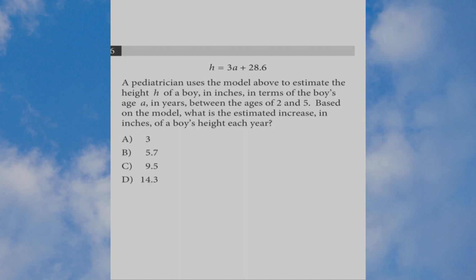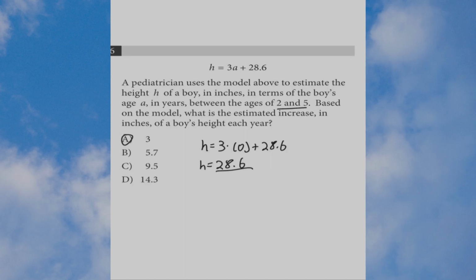So suppose we have h is equal to 3 times 0 plus 28.6. While this doesn't really make much sense here since it says it's between the ages of 2 and 5, we are assuming here that when the boy is 0, or just born, the height is 28.6. So this is always the same. This does not change from year to year. This is the starting point. What does change every year is the 3. So each year the estimated increase in inches of the boy's height is going to be 3.